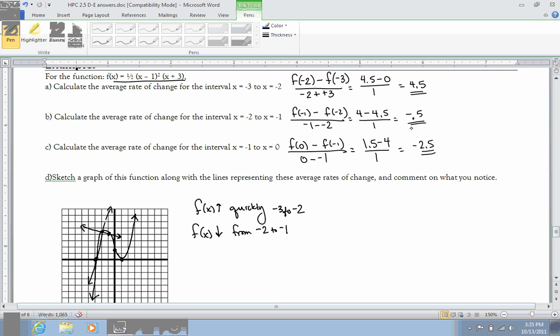That slope was -0.5. And then if you connect the points from -1 to 0 on the x points, that line is decreasing as well. So from -1 to 0, it's decreasing, but this one's decreasing even faster because that slope is -2.5 compared to the -0.5. So you're basically finding slopes of secant lines through there to see what the slope is.